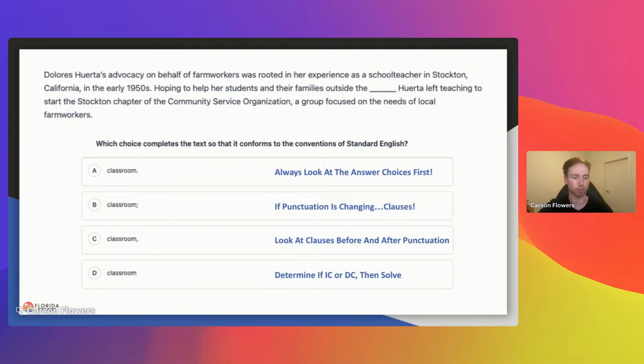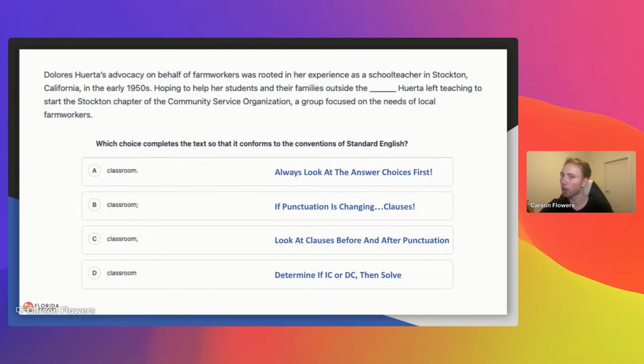Let's take a look. So I can see that there's an extra sentence at the beginning of this passage. You more or less can ignore that. All I want to pay attention to is the sentence starting, hoping to help her students and their families outside the blank, because the sentence with the blank is going to be the one where I need to know what punctuation to use. So you pretty much ignore the rest. In this case, I'm going to read the first clause before the punctuation. And classroom right here is going to belong to the first clause because classroom is before the punctuation. Hoping to help her students and their families outside the classroom.